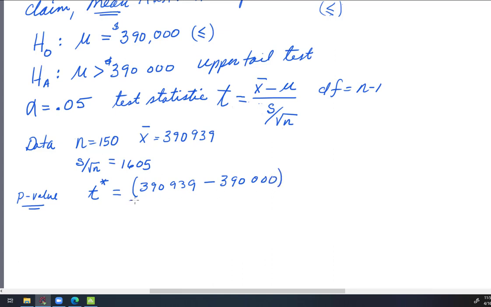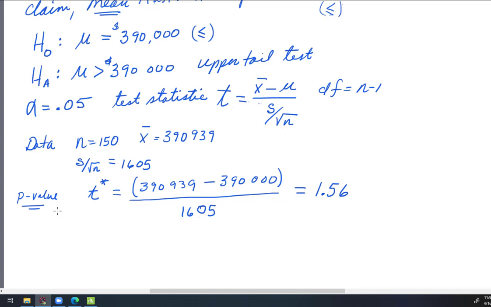So that's 390,000, over sigma over the square root of n. That's the standard error of the mean, and when we gathered our 150 values and put them in Minitab and asked what's the standard error of the mean, Minitab gave us the standard error, and it was 1605. So the observed value of t is equal to, just using the calculator, 1.56.